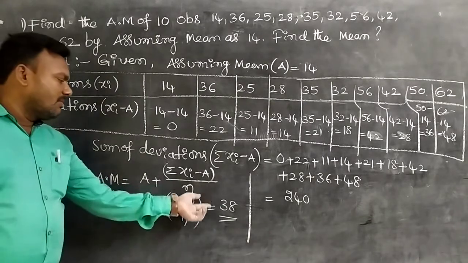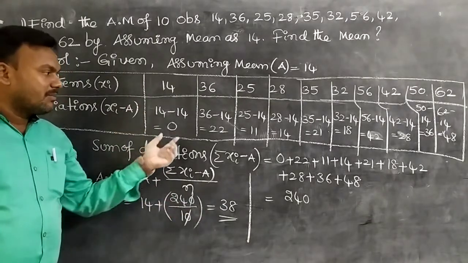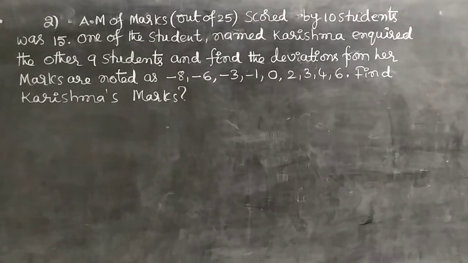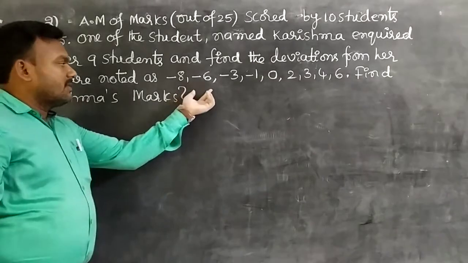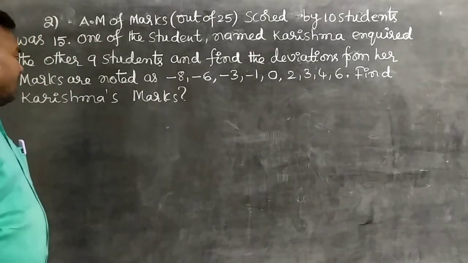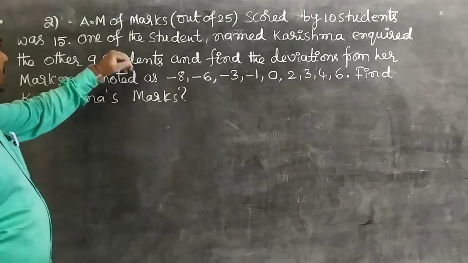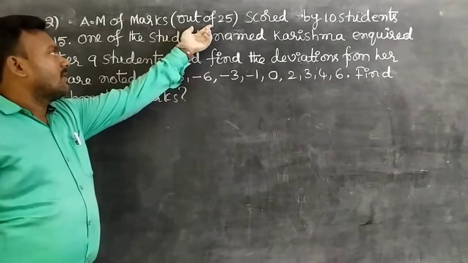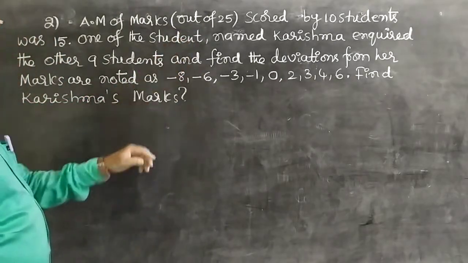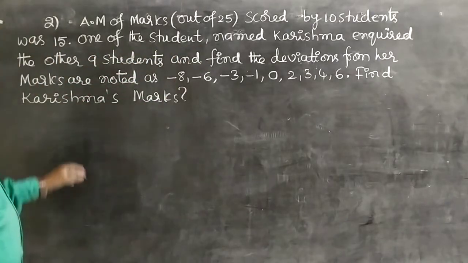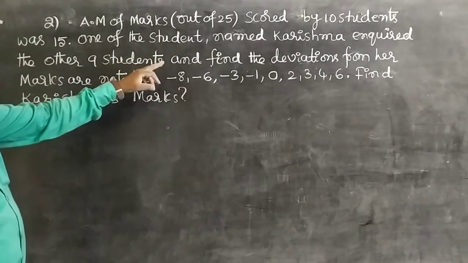This is also a very important model, students. Observe carefully and practice carefully. Right, students, these are very important problems for 4 marks in 8th class. So observe here what they have given. Observe, AM means arithmetic mean. The AM of marks, out of 25, scored by 10 students was 15. One of the students, named Karisma, inquired of the other 9 students and found the deviations.